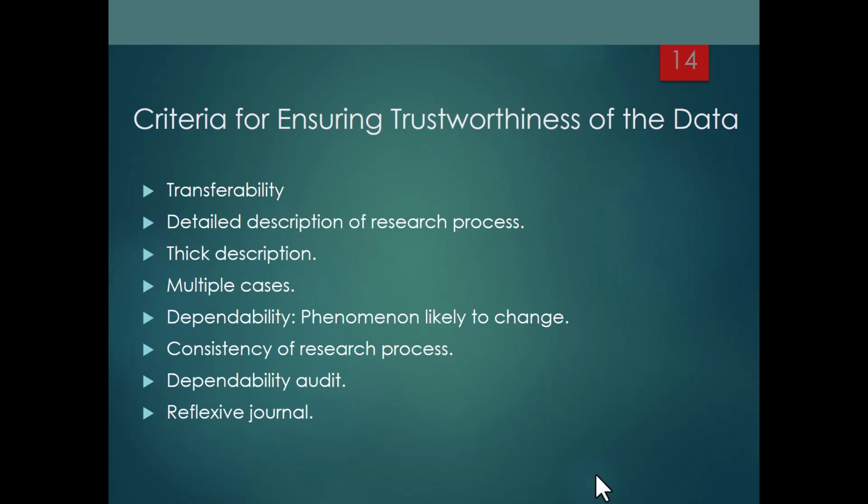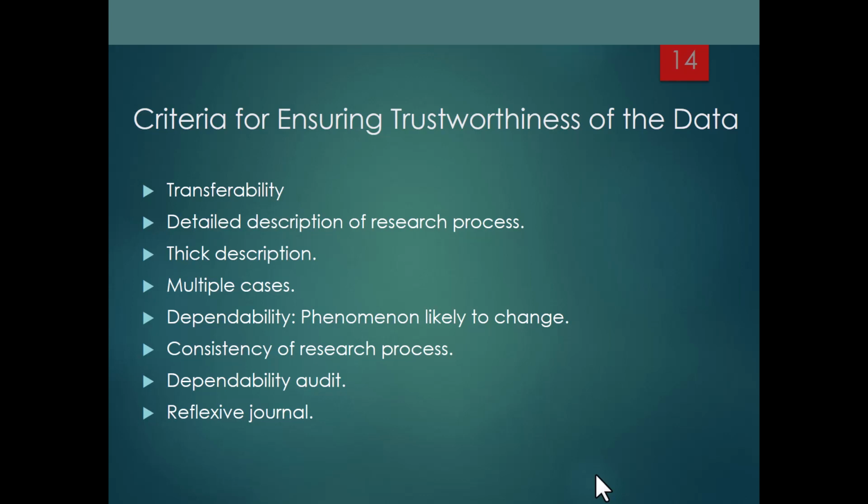Dependability is used when the phenomenon is likely to change depending on the research method, the time, or environment, calling into question the stability of the research. The focus is on demonstrating the consistency of the research process where both research and phenomenon appear to be unstable. With a dependability audit, a third-party auditor is employed to check the work by reviewing the audit trail.